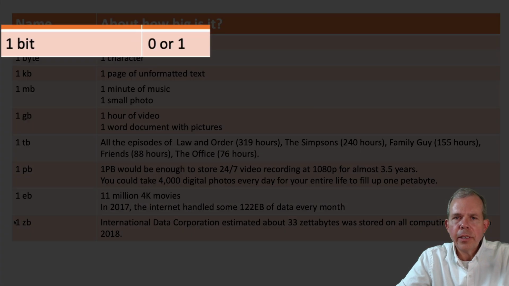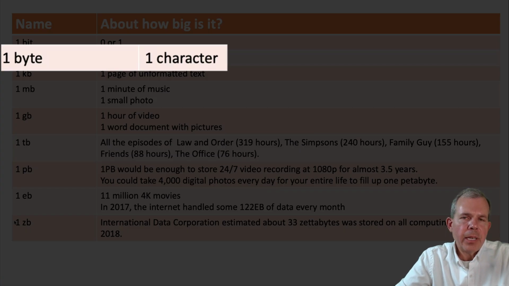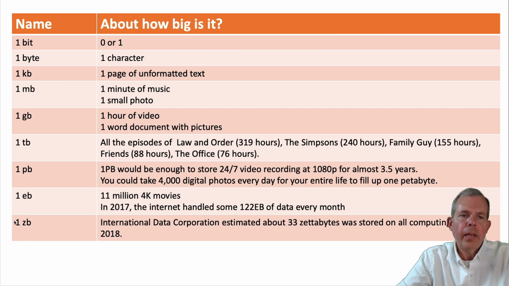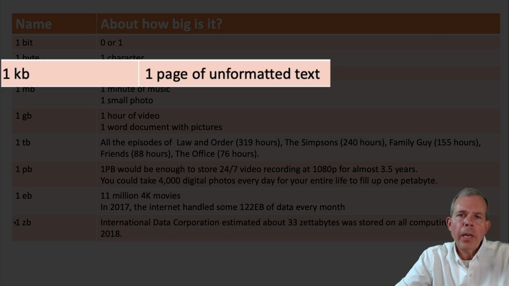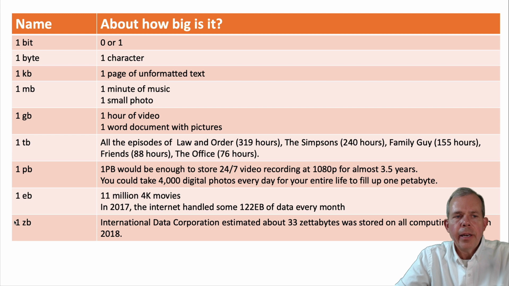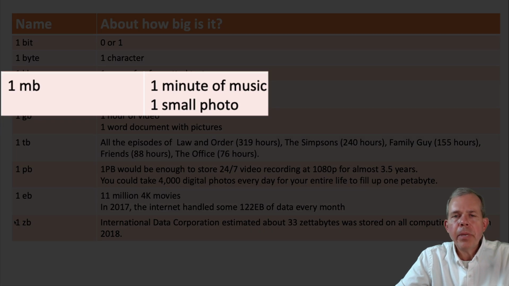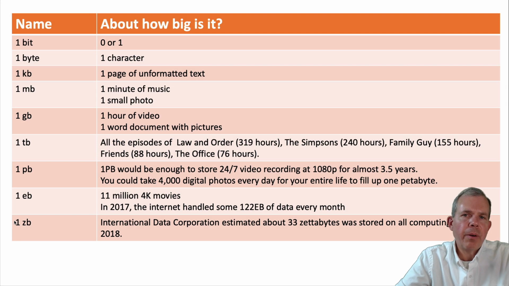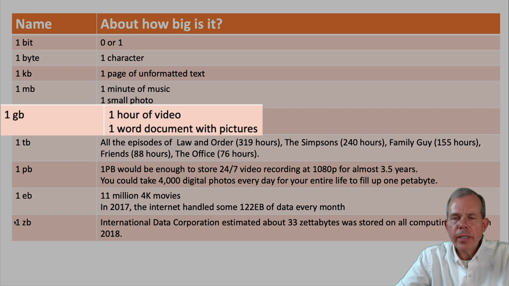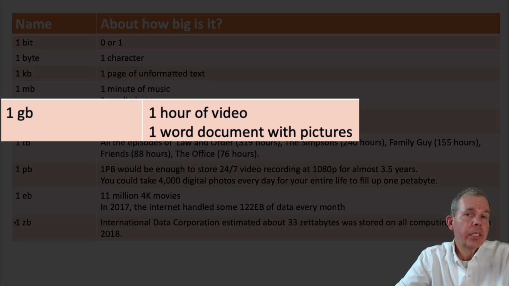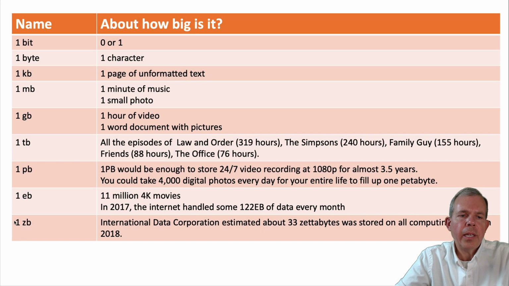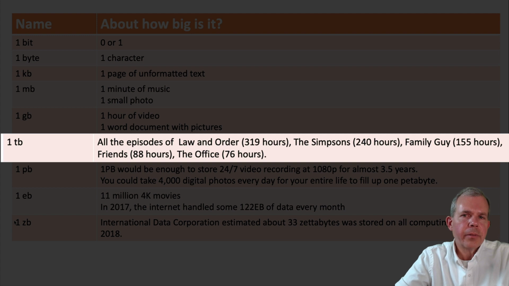So a bit is a true or false value, that's 0 or 1. 1 byte is 1 letter from your keyboard, so the letter A, B, or C. Then we have a kilobyte, which is 1 page of unformatted text. 1 megabyte is about a minute's worth of music or maybe a photo that you take. A gigabyte is maybe an hour of video, not the highest quality video, but a medium quality. Or a Word document that has a bunch of pictures in it. That's about a megabyte.